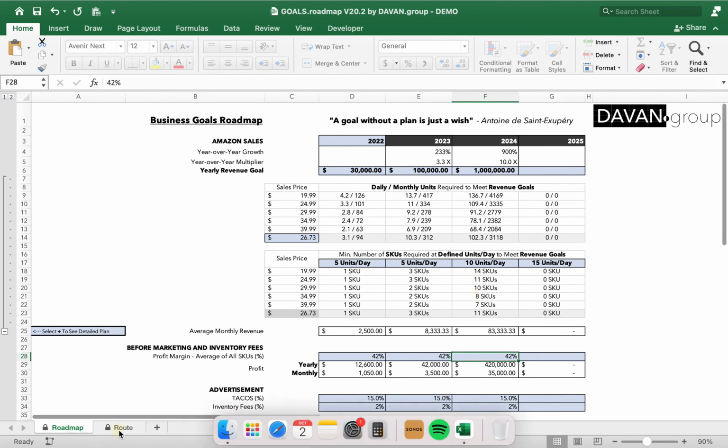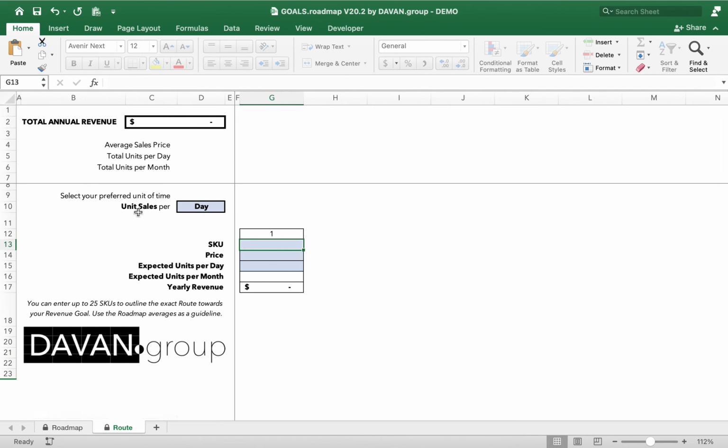So we're going to go to the route here on the second tab, and we're going to keep the sales per day. You can change that to month if you prefer. I like dealing with days, so I like 10 units a day, so we're going to keep it in day. Here we can put in our SKU name. We'll call it product 1, and we're going to put it in at $29.99. And if I'm expecting to sell about 10 a day, then you can see that this product alone will generate a yearly revenue of $100,000.